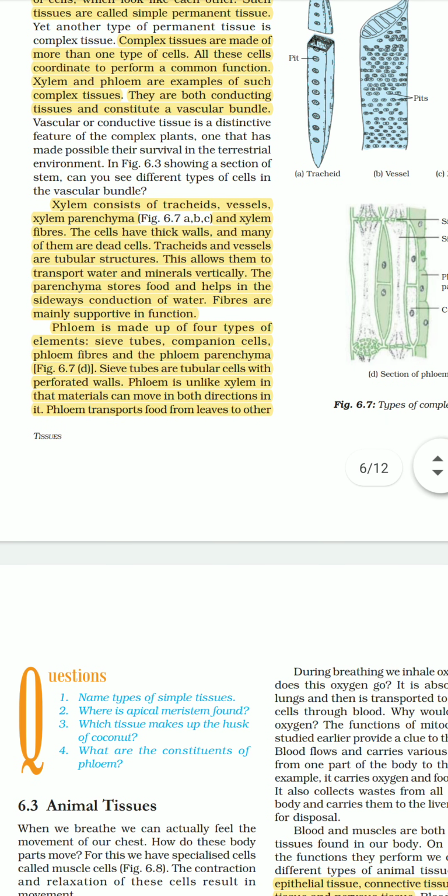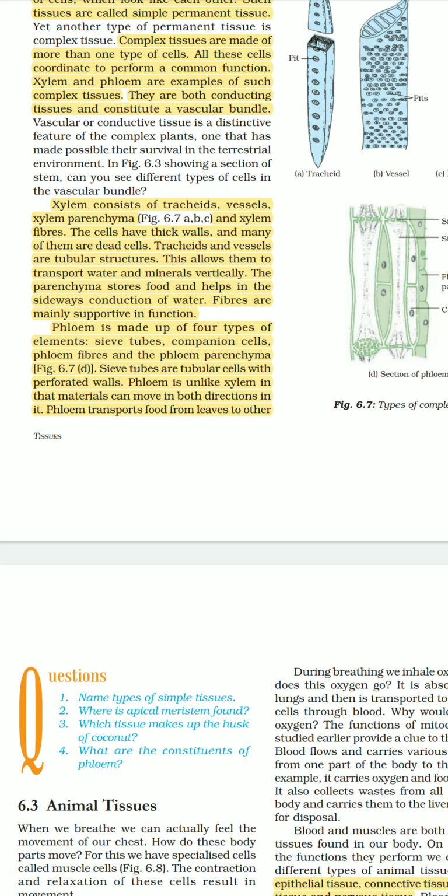Now come to phloem. Phloem is made up of again four types of elements, that is sieve tubes, companion cells, phloem fibers and phloem parenchyma. But the difference is that out of these four types of elements, three are living and one is dead, and that is phloem fiber. Phloem fiber is a dead cell, the rest three are living cells. So this is the difference between xylem and phloem. In xylem, three are dead and one is living, and in phloem, one is dead and three are living cells.